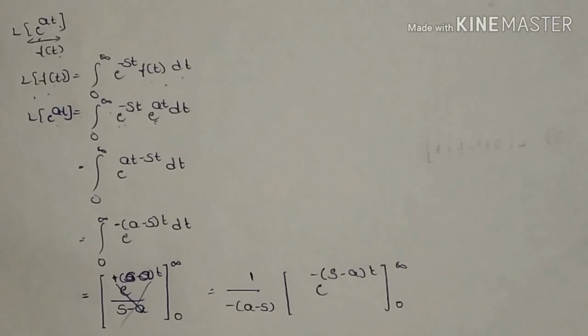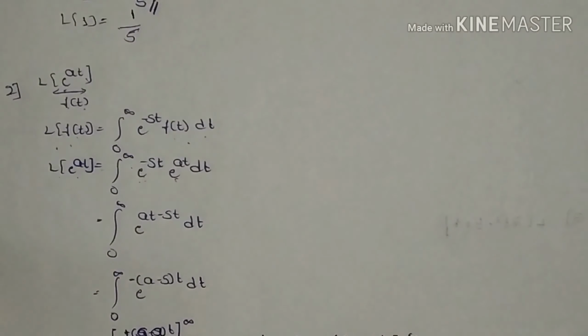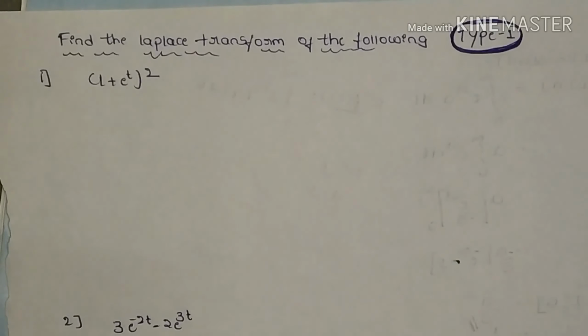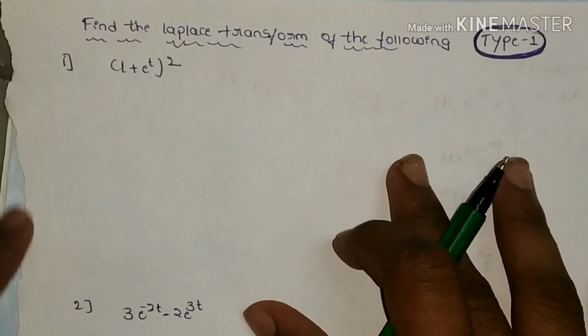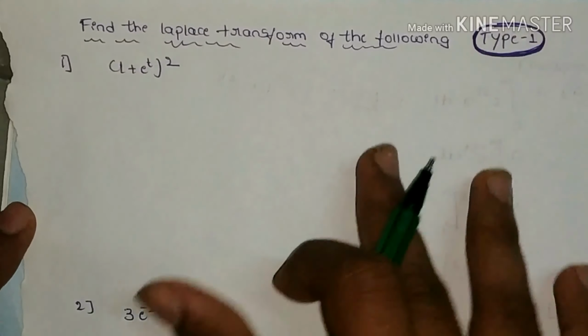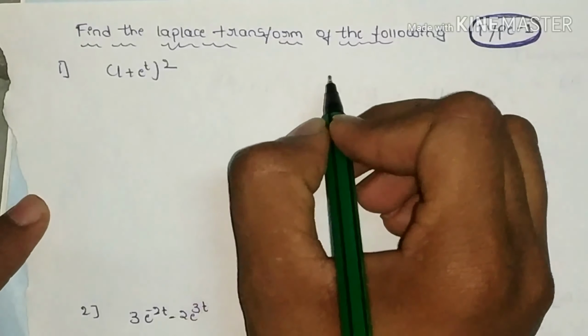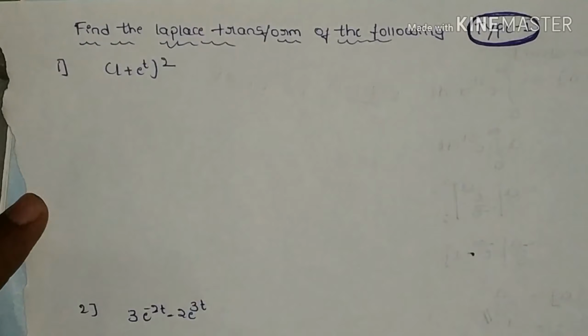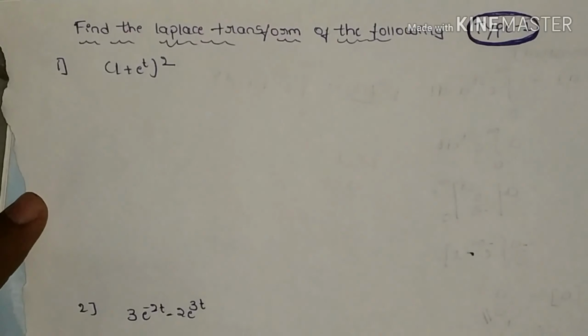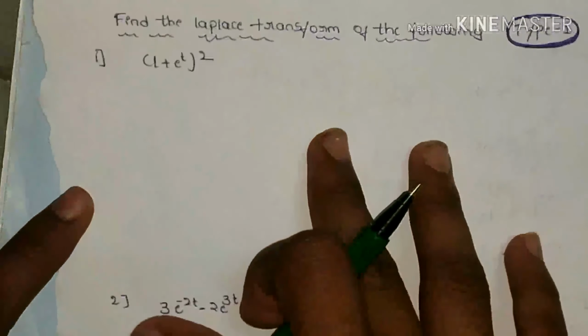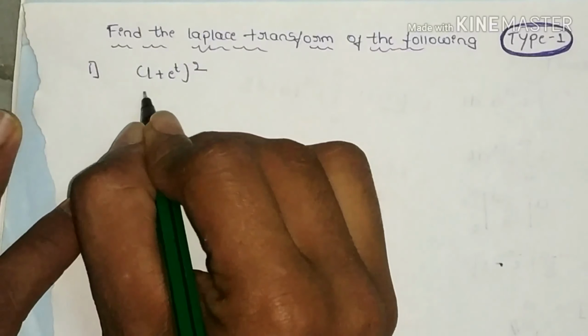Similarly, you will do for all the remaining functions. Okay, understood? Then next, solve some numerical problems. So let's start numerical problems. This is the type 1 problems. Find the Laplace transform of the following. First one, (1 plus e raised to t) whole square. They ask to find the Laplace transform of this.